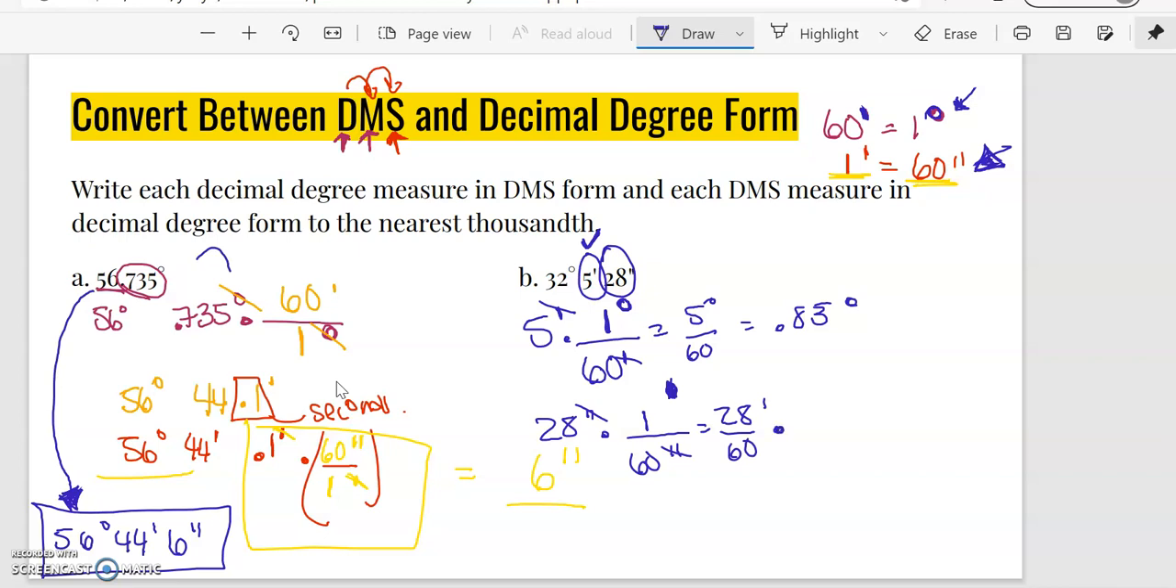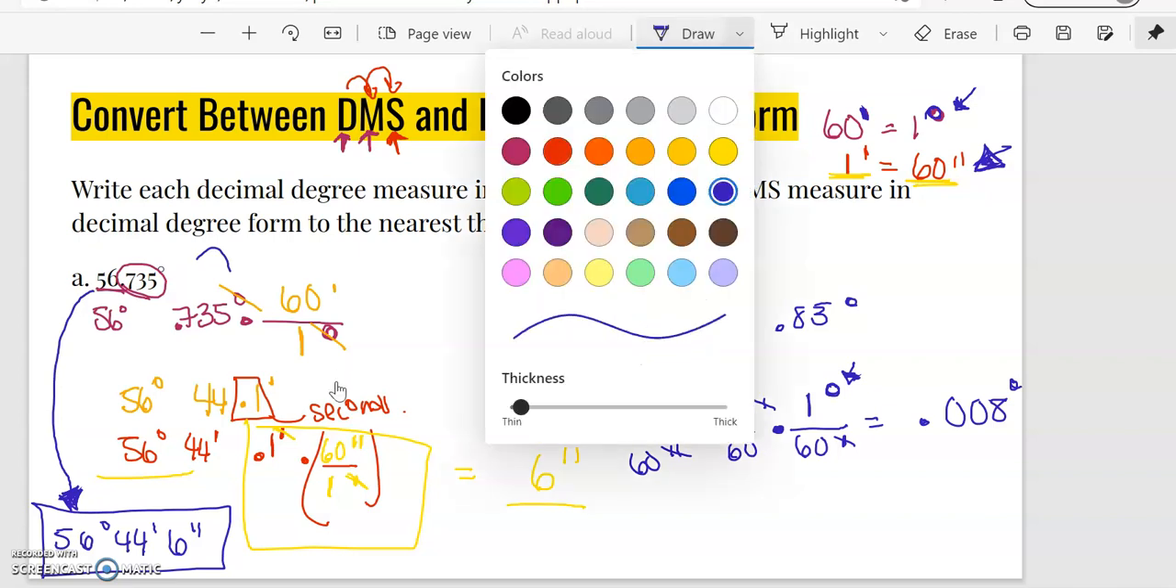And then I got to multiply by this conversion, which is going to get rid of the minutes and give me degrees. And in front of degree is 1, and in front of minutes is 60. And when I do this math, 28 over 3600, I get 0.008 in my calculator. And again, this is in the degree units.